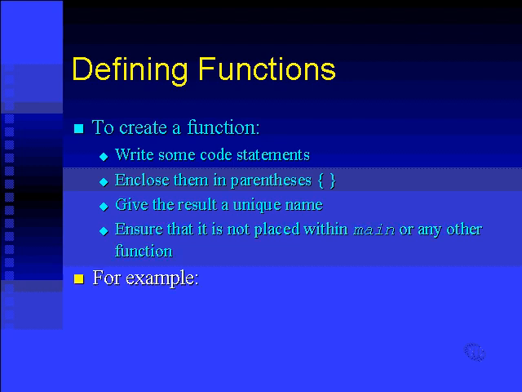Here's an example of that. I created myself a little one-line function called greet. And the one line of code is simply the printf hello world. We've seen that before. Now we enclose that in curly brackets, as you can see, and give the result a unique name. As far as I know, there is no other function anywhere in the standard C library or anywhere else that I know of called greet. So that's the unique name.